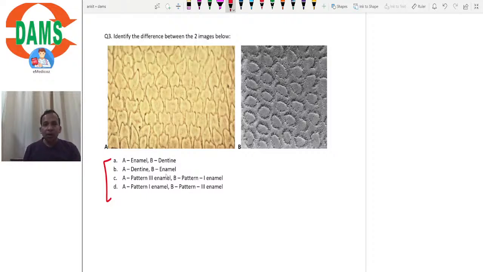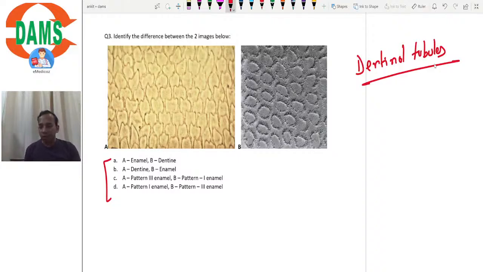Now, look at these diagrams. Do you think that any of these two represents dentine? Dentine should have dentinal tubules, right? That is the characteristic feature of dentine, isn't it? So if there is dentine, then there has to be dentinal tubule.